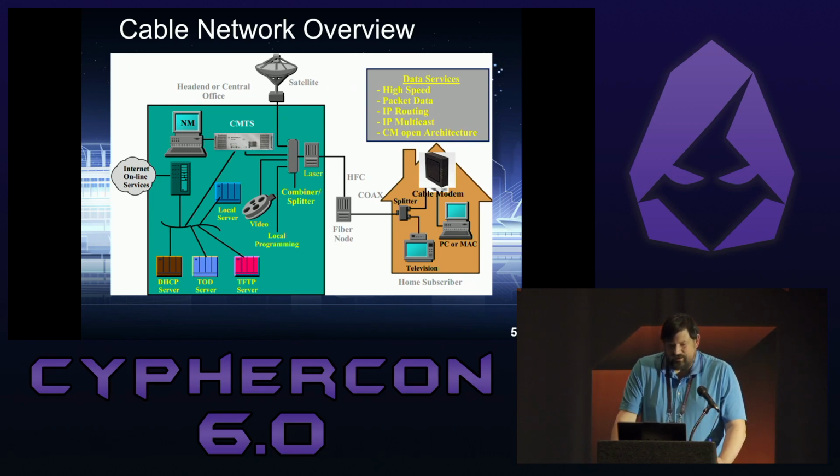So at the home, you're going to have an RF network that comes in. You're going to have a cable modem, computers, and televisions, STBs, which basically are the devices that will receive your TV signal. And that's how we're going to go over that slide.